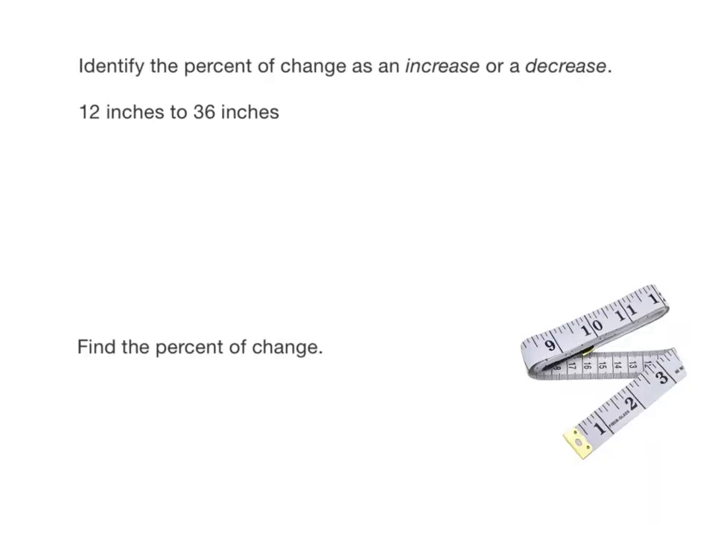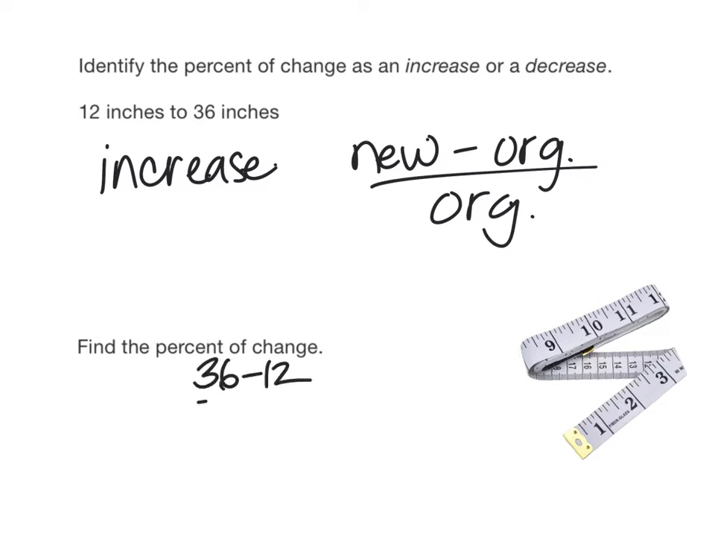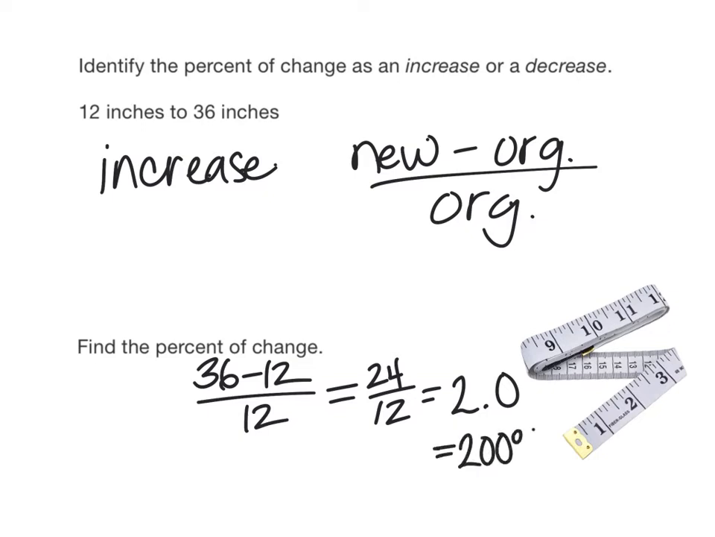Identify the percent of change as an increase or a decrease. 12 inches to 36 inches, that is an increase. And so we are going to find the percent increase by taking the new minus the original divided by the original. So my new is 36 minus 12 divided by 12. I end up with 24 divided by 12. This equals 2. Think about this in terms of decimals. It's 2.0. And so my percent is 200%.